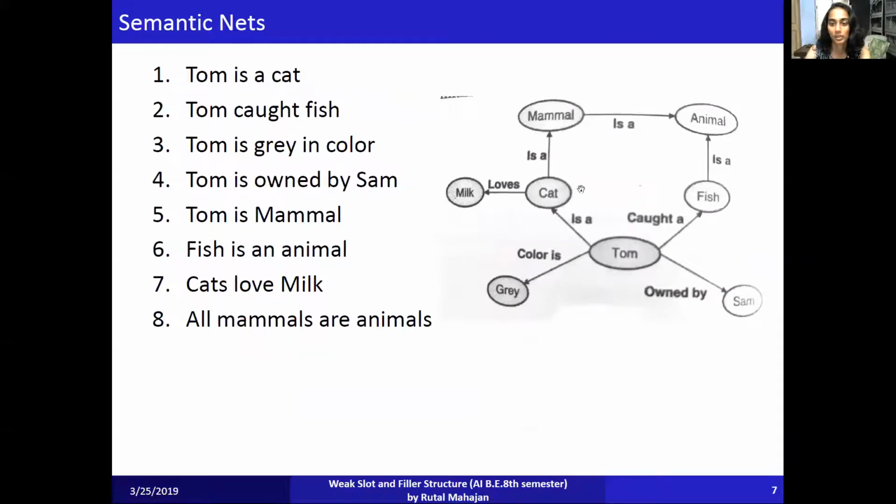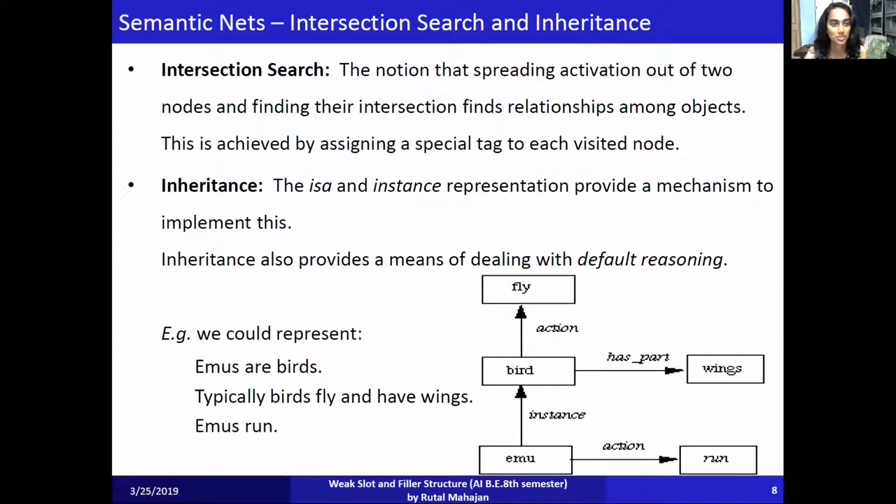Like over here, Tom is a mammal. Who is a mammal? Tom is a mammal. Then over here we can see mammal, cat and Tom. So this is how we got the answer. Tom is a mammal. Okay, who loves milk? Cat loves milk. The loves relationship with milk is with cat. So this is how we can find out the answer. This is nothing but simply an intersection search.